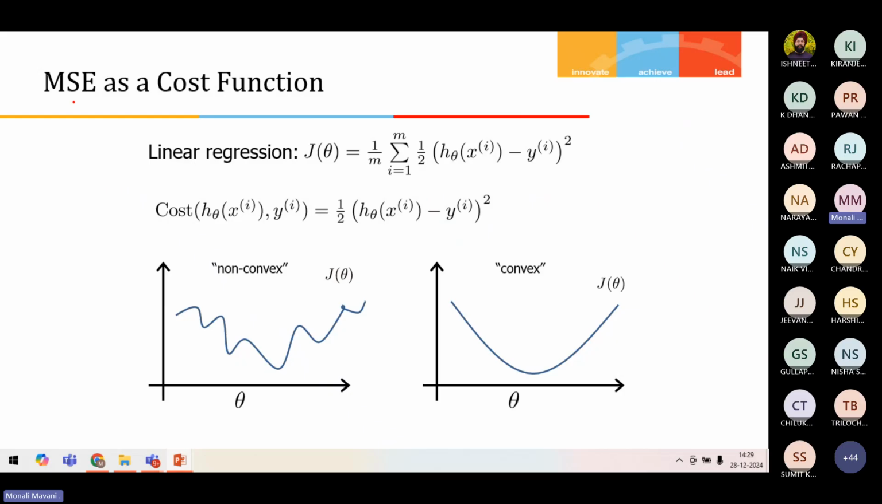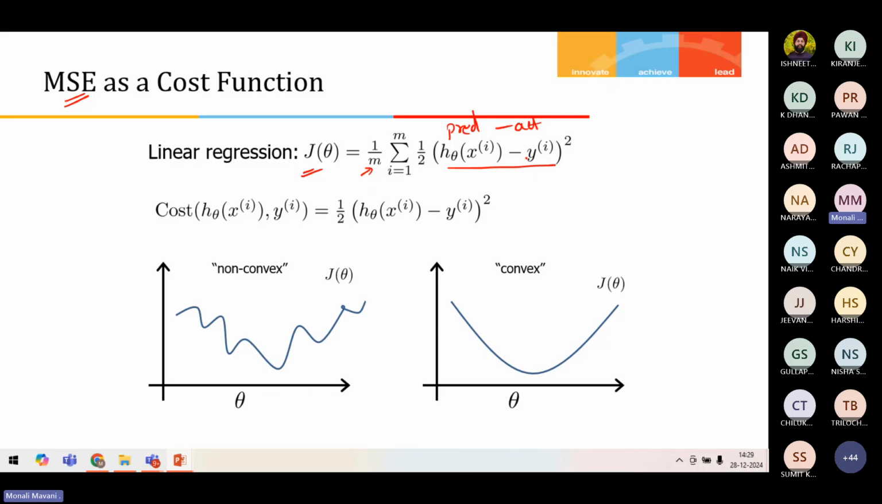Okay, let's say that we use the mean square error, which we used in the case of linear regression. The cost function of linear regression is 1 by m, where m is the number of training examples, iterating through all the training examples. And what is this function? This is the mean square error: the actual value minus the predicted value, and we are taking the square.